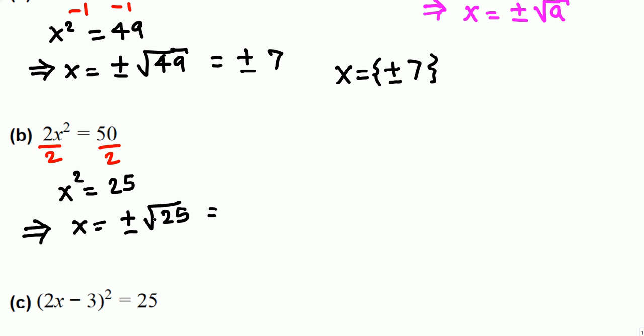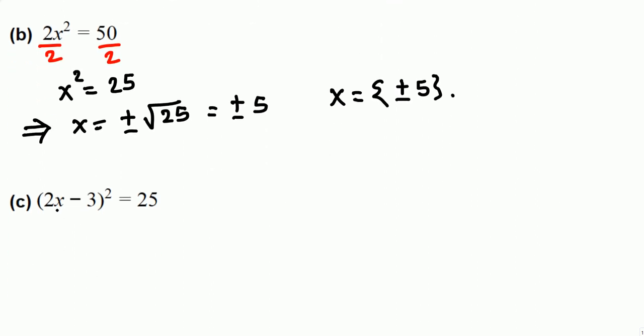Then we know plus minus the square root of 25 is 5. So x equals plus minus 5. There are two answers. You can check to see both of them work. So x equals plus and minus 5 are the solutions.